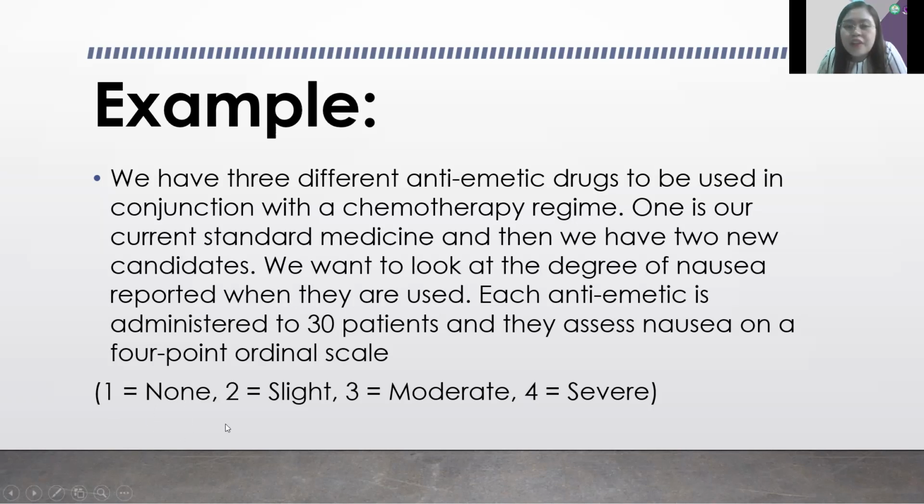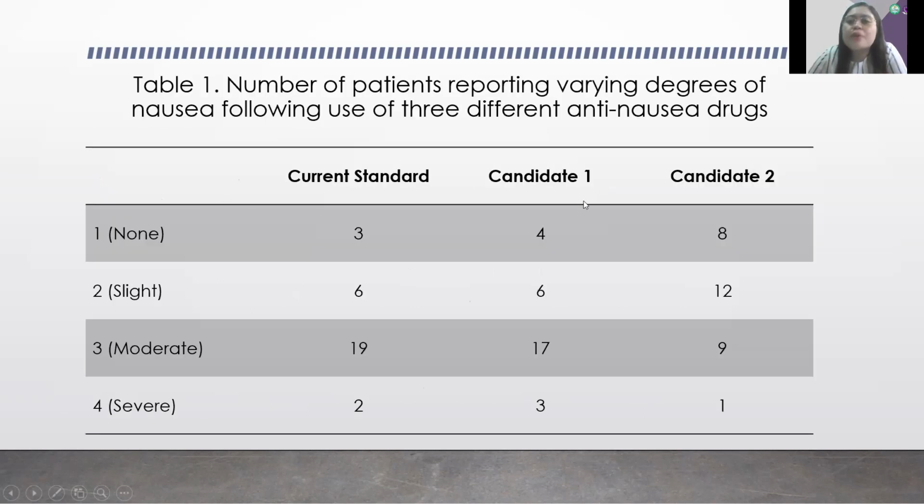if 1, none, meaning they don't feel nauseous after taking the drug. Then you have 2 as light, 3 as moderate, and 4 as severe. So when we are going to present this via a numerical table, this is how the table looks like. So there is table number 1, number of patients reporting varying degrees of nausea following use of 3 different anti-nausea drugs. So this is the current standard, the candidate number 1 and candidate number 2. And they just counted how many reported none, how many reported severe nausea after taking the current standard.